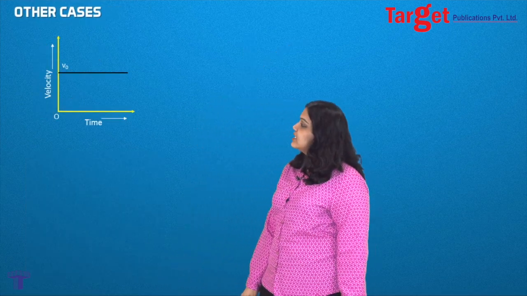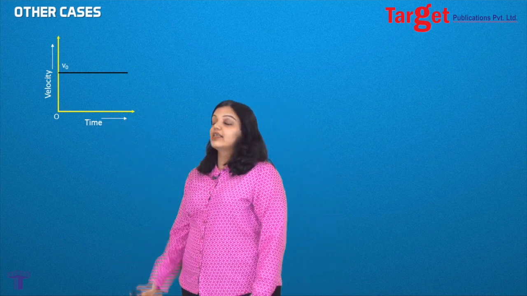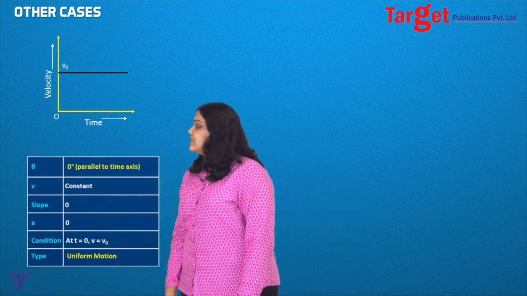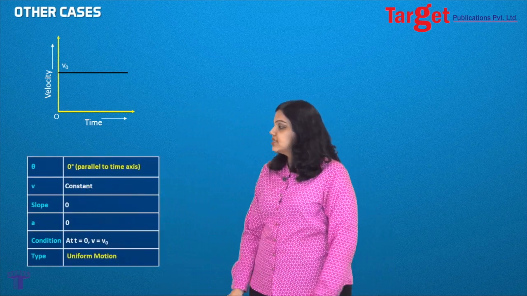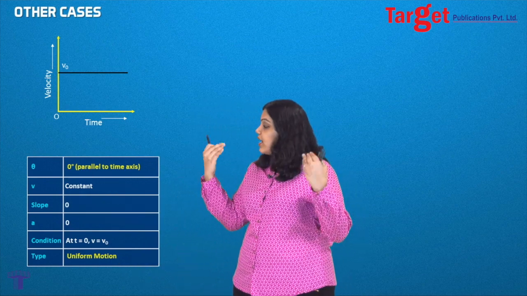Let's take a look now finally at the other cases. We have some other cases like this line which is parallel to the x-axis. We know that if you have a line parallel to the x-axis, the slope will be 0. In this case, I know that the angle is 0 because it's parallel to the x-axis. The slope is 0 as we know from the table that we have learnt before.